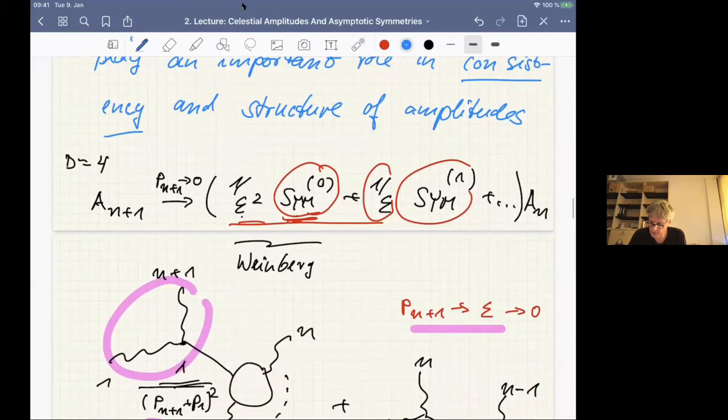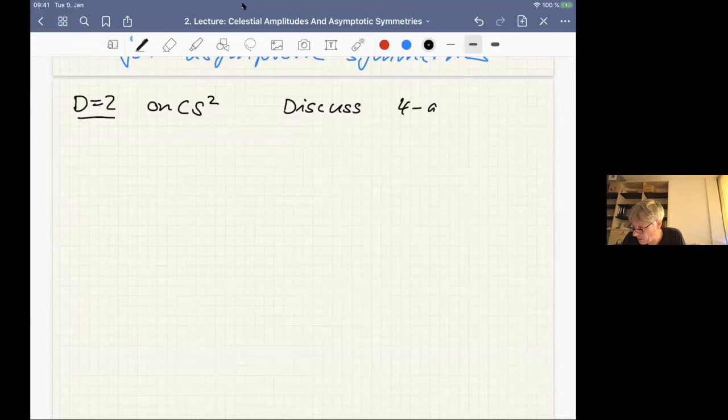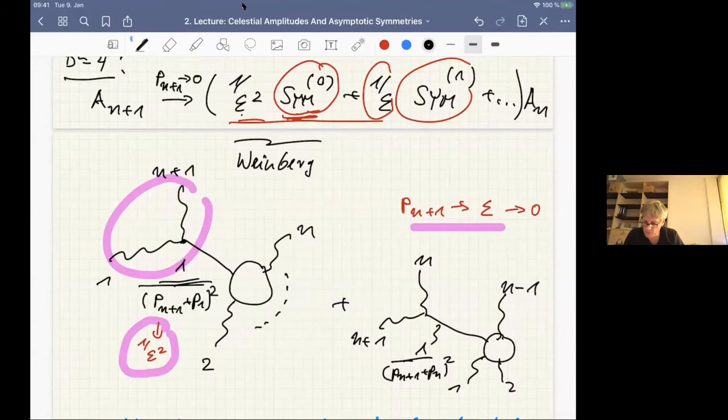So this was now the story in Minkowski space. Now, how is it on the celestial sphere? Let's discuss it for gluons to make things easier, but it's easy to generalize. It's actually the same in four dimensions. You can compute these splitting factors for four dimensions, and then they're universal for any higher amplitudes, which is kind of obvious, because the only thing that matters here is what enters here, this Feynman Yang-Mills three vertex, and here it doesn't really matter what this n is.